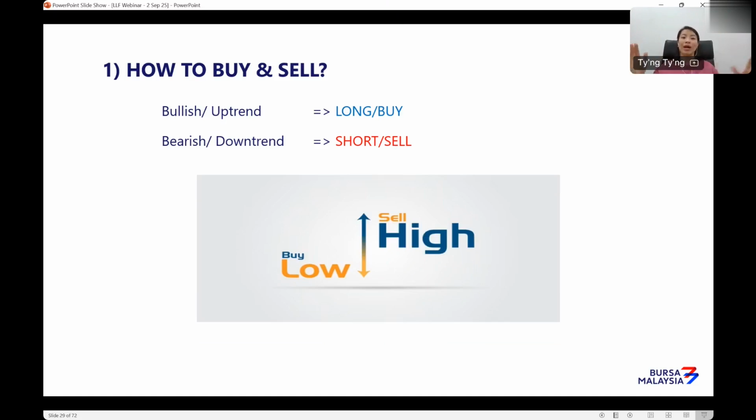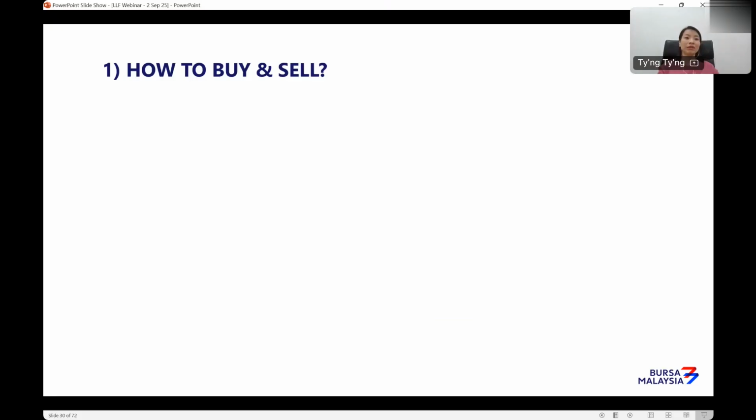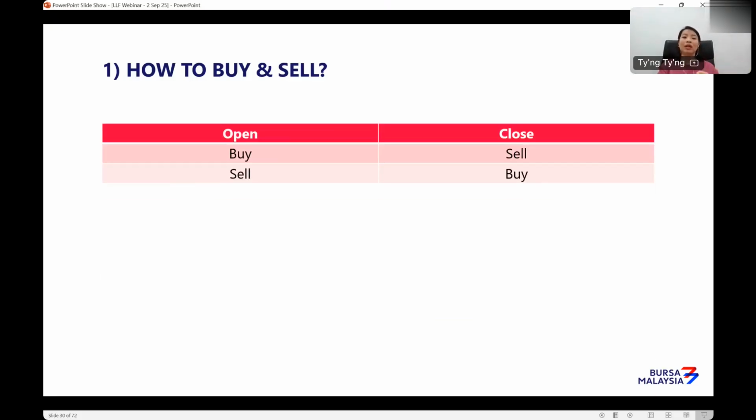So this is the common concept. Anything we want to buy, we try to buy at a lower price. And when we want to sell, we try to sell at the highest level. This table will help you understand how to open a contract and how to close a contract. For example, I start by opening a futures contract, which is a buy position. How can I close this position? I just need to sell my futures contract. If you start by selling a futures contract, how do you close it? You can buy back your futures contract.